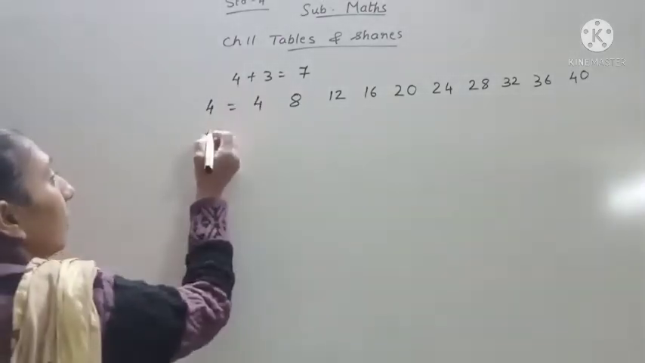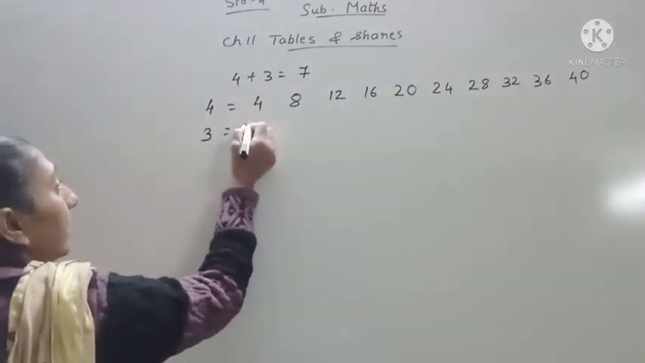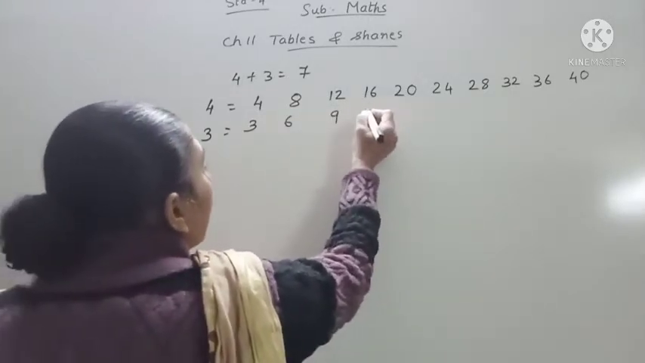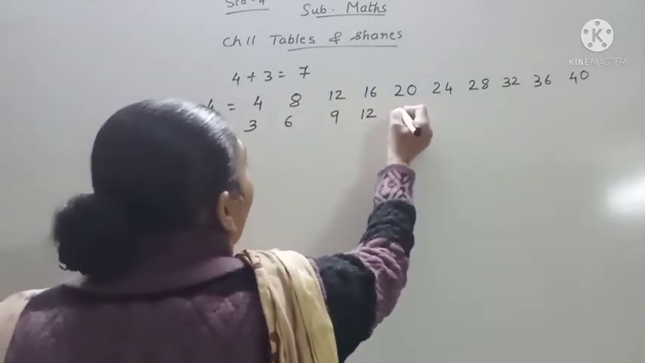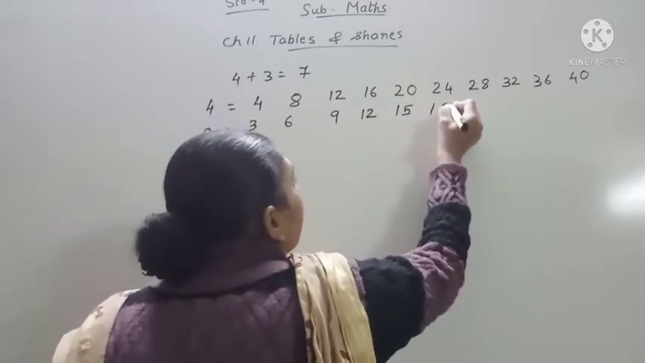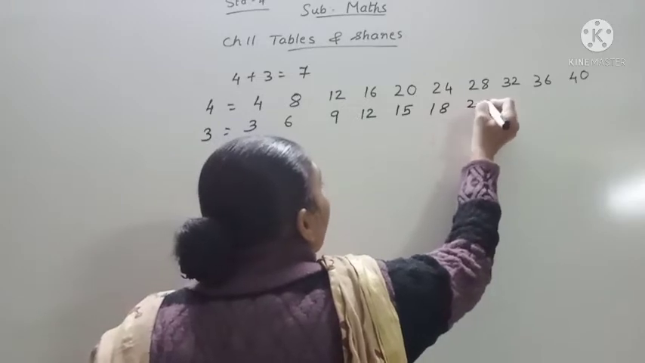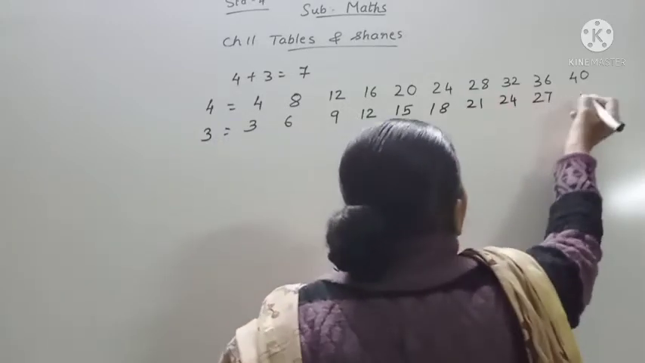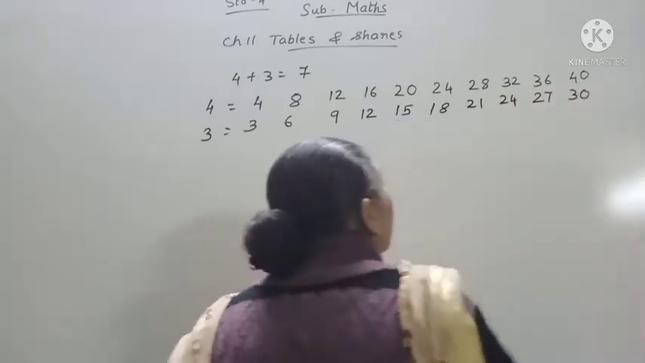Then we will write the table of 3. 3 ones are 3, 3 twos are 6, 3 threes are 9, 3 fours are 12, 3 fives are 15, 3 sixes are 18, 3 sevens are 21, 3 eights are 24, 3 nines are 27, 3 tens are 30.